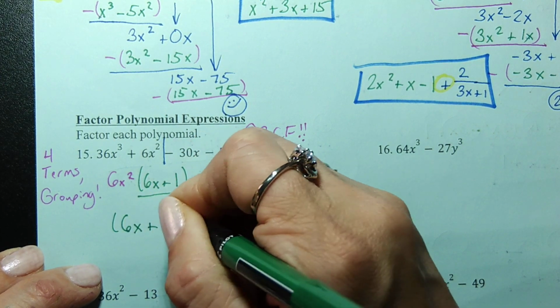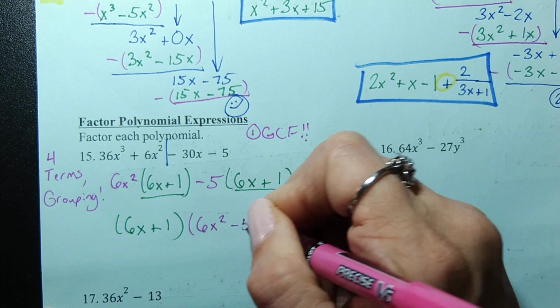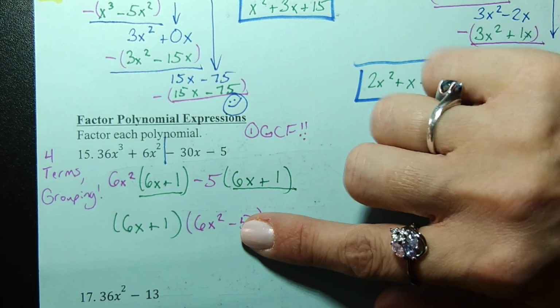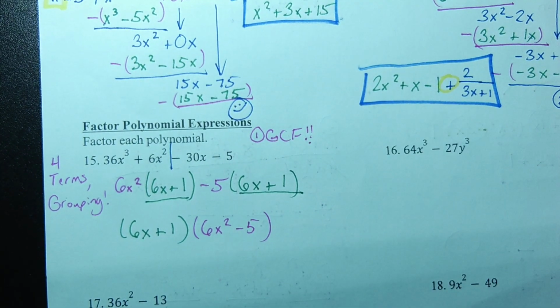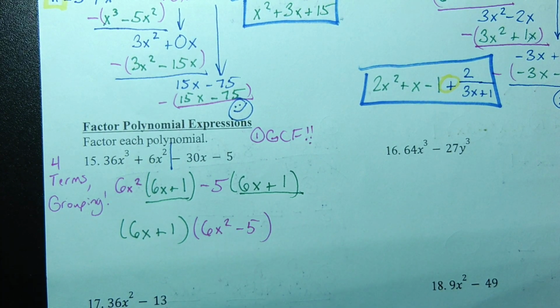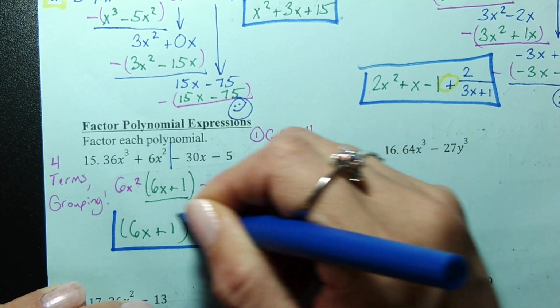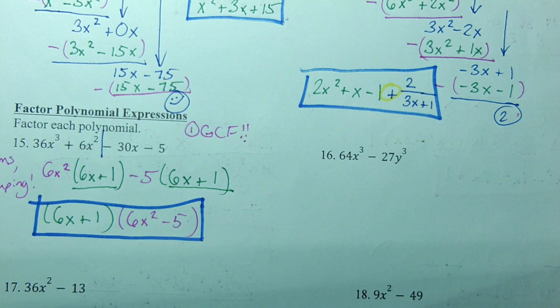We take out the GCF of 6x plus 1. And that leaves us with 6x squared minus 5. Can we factor that a little bit further? No, because they're prime. Yep, they're prime at the end of grouping. And if you're like, but this is a quadratic, yeah, but since there's only 2 terms, and it's not difference of squares, and it's not difference of cubes, we're done. And now we move on to number 16.